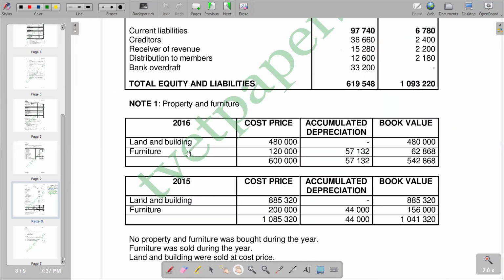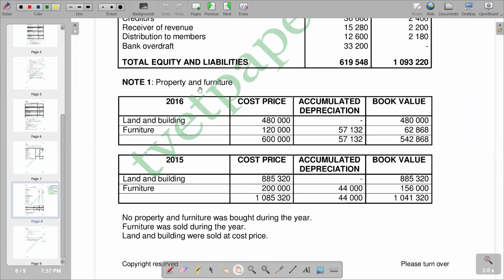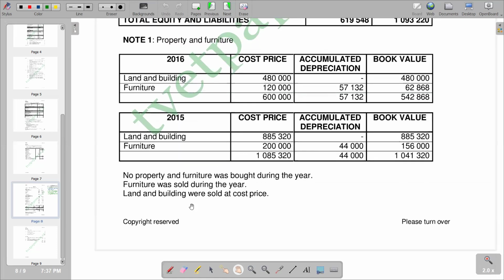Then on note one, we are given property and furniture, with cost, acquisitions, and book value for the two periods. Beneath that, we are told that no property and furniture was bought during the year. Furniture was sold during the year. Lastly, land and buildings were sold at cost price. So this is what we have.